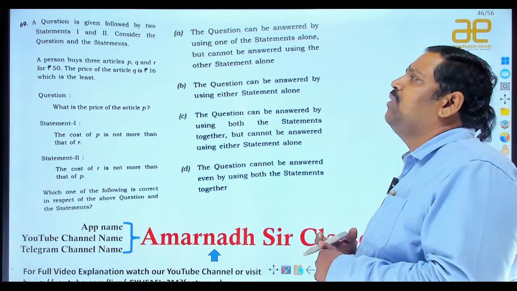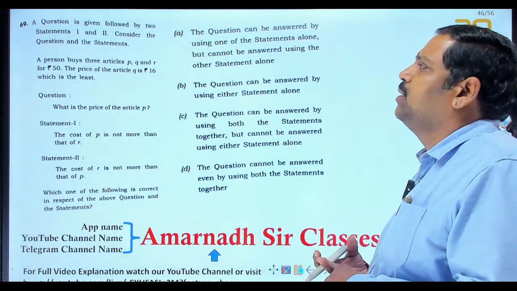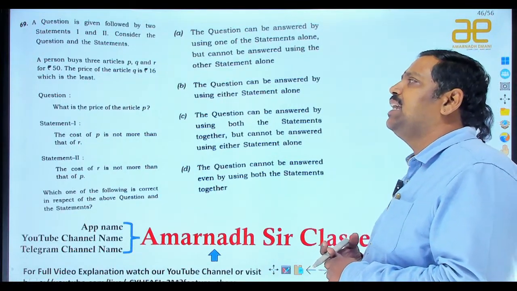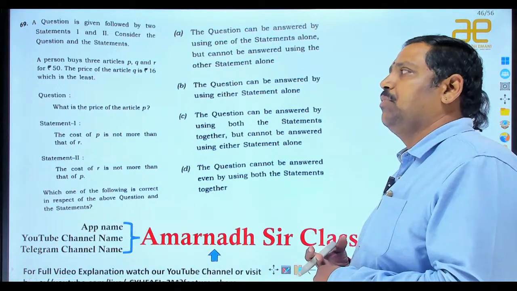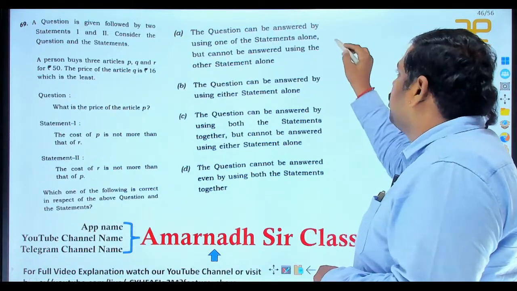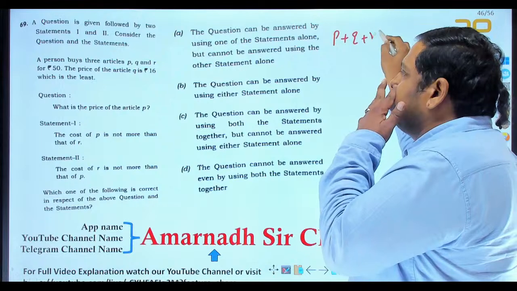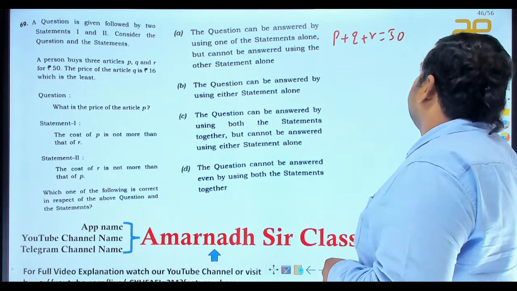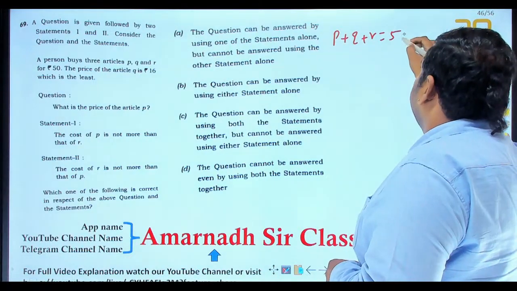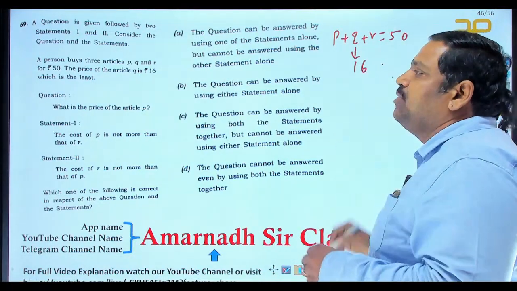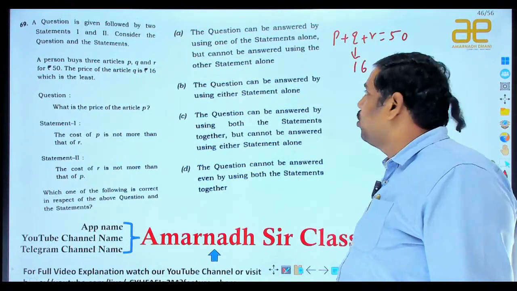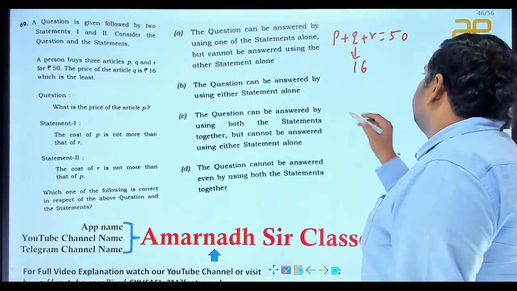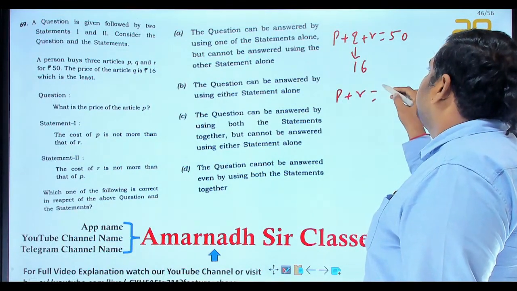A question is given followed by 2 statements, 1 and 2. Consider the question and statements. A person buys 3 articles P, Q and R for 50 rupees. Okay, means all the 3 together 50 rupees. P plus Q plus R is 50 rupees. The price of the article Q is 16 rupees. What's the price of article Q? 16 rupees. And which is its least? That is the least one. Okay. So what I can say is, move the Q 16 that side, then P plus R will be 50 minus 16, means 34.